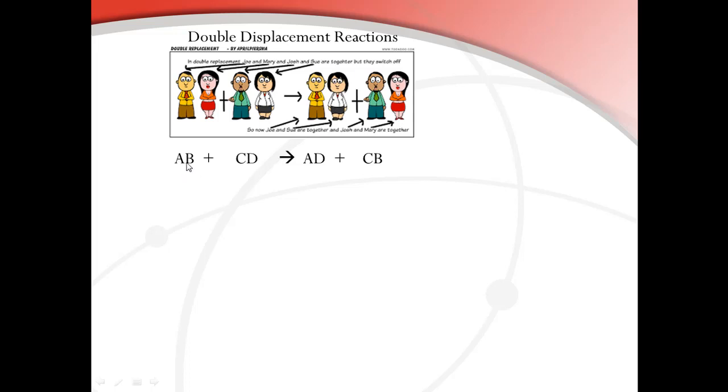In a generic form, A is dancing with B, so we have compound AB, compound CD. The A and C switch places. A is now dancing in the products. A is dancing with D, and C combines with B.